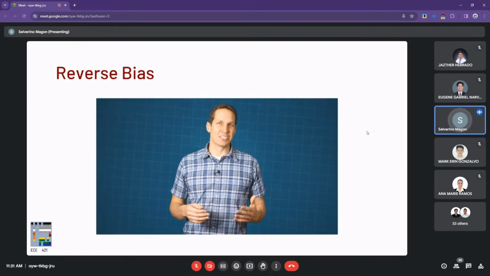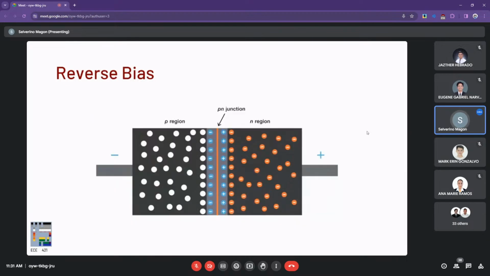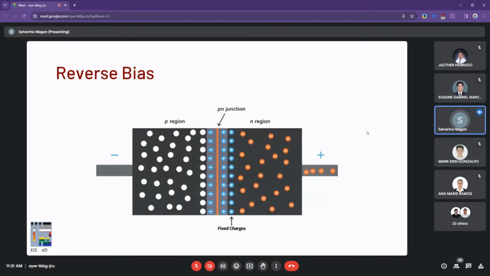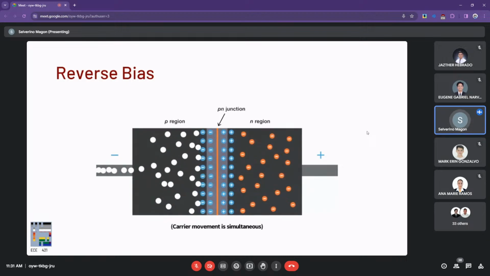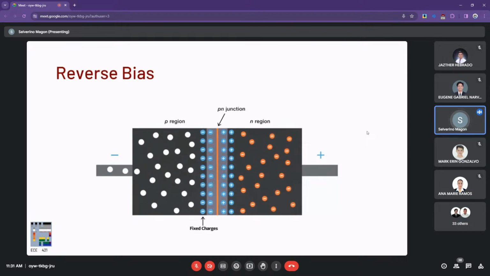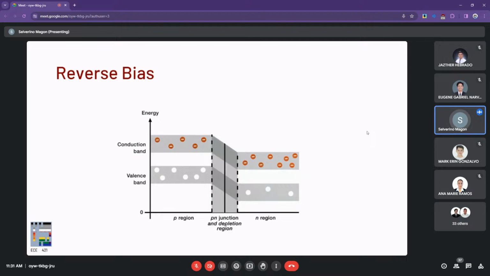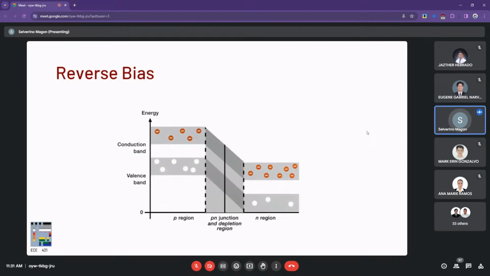In this case, the free electrons, which are the majority carriers in the N region, are pulled by the positive side of the external bias voltage, creating more positive charges near the PN junction. The same thing happens in the P region. The holes, which are the majority carriers, are pulled by the negative side of the external bias voltage, and more negative charges are created near the PN junction. This results in a widening of the depletion region and an increase in the strength of the electric field between the positive and negative charges. If we look at the energy diagram in a reverse bias condition, we'll see that the depletion region has now become wider and the energy hill is steeper, which makes it impossible for the free electrons to cross the PN junction.